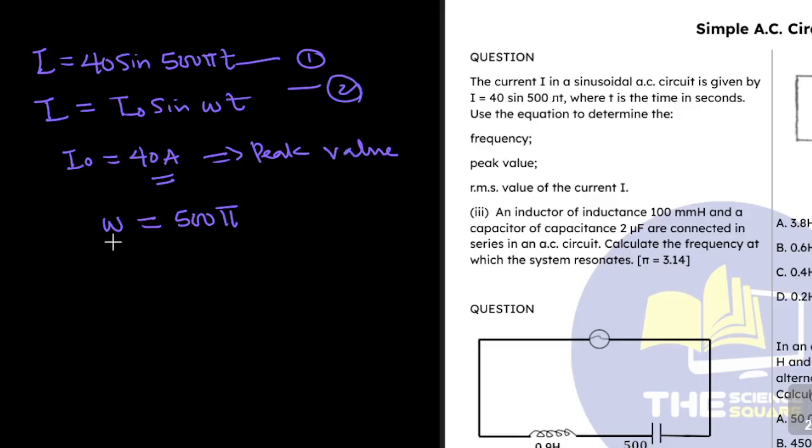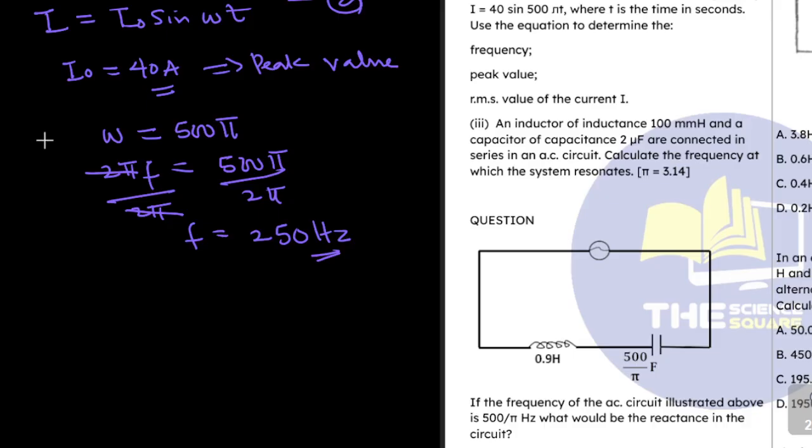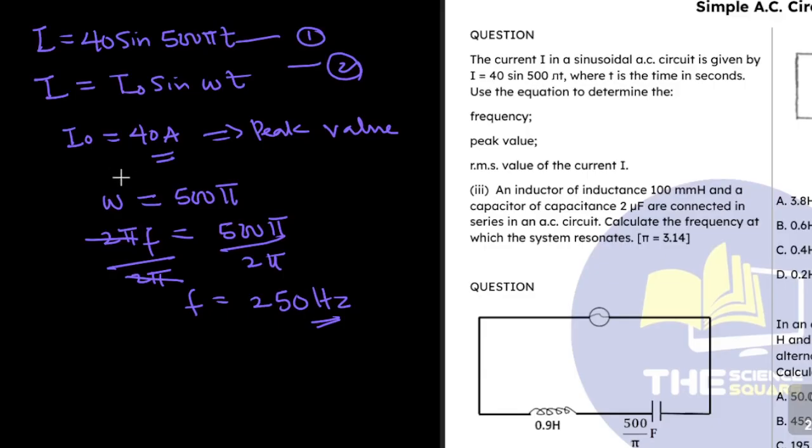From here we recall, what is omega? Omega is 2 pi f. So 2 pi f equals 500 pi. You are looking for f, so you divide both sides by 2 pi, and we get our frequency as 250 hertz. So with this, we have been able to calculate the frequency, and of course the peak value can be obtained directly from the expression. So frequency is calculated, peak value is calculated.